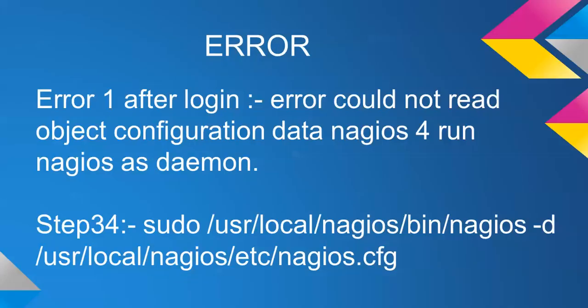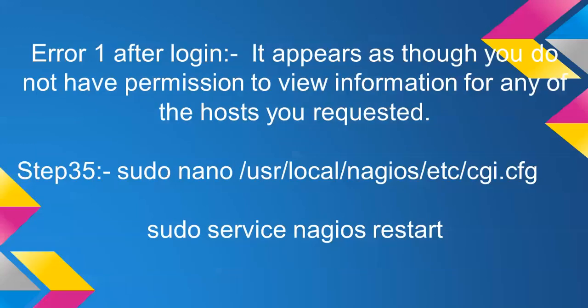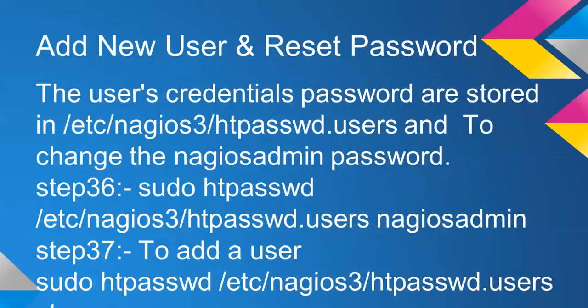And this is for errors. If you get errors during login, such as could not read any configuration, just type this command and it will solve this. If you get the error that configuration data is missing and Nagios is not running, that's that. And if you get another error, such as you do not have permission to view the host, just type this command and restart Nagios, and it will solve your problem.